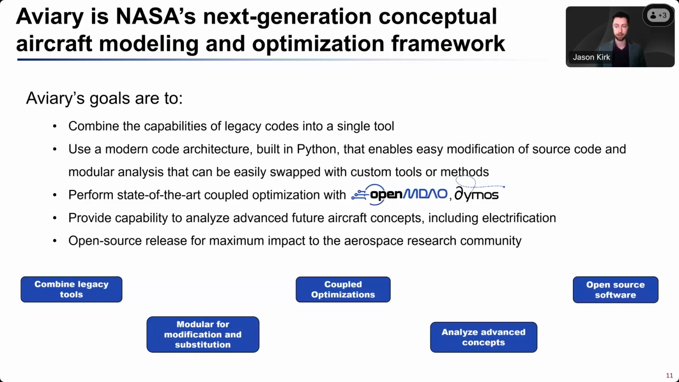So now that you have a little bit more context on why Aviary exists, I want to circle back and hit some of those key points of what Aviary does. So Aviary's goals are, we want to take all of the capabilities we already had with our existing and legacy tools and preserve those. We don't want to lose any of that.